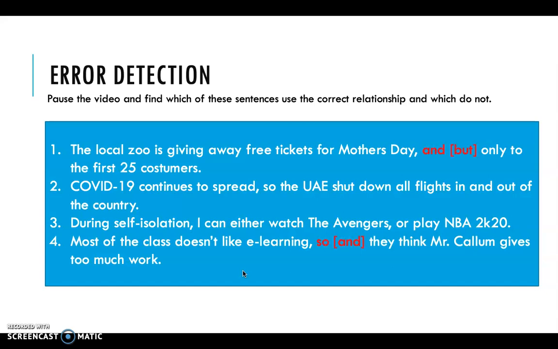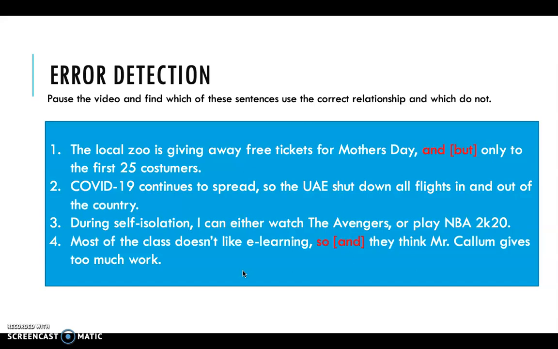Okay, so these are the answers, right? The ones in the middle are correct, right? Because number 2, COVID-19 continues to spread. The effect is the UAE shut down all flights in and out of the country. For option number 3, it is an option, right? It's either I watch The Avengers or I play NBA.